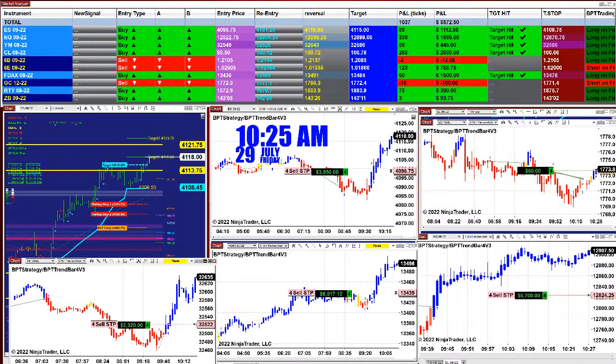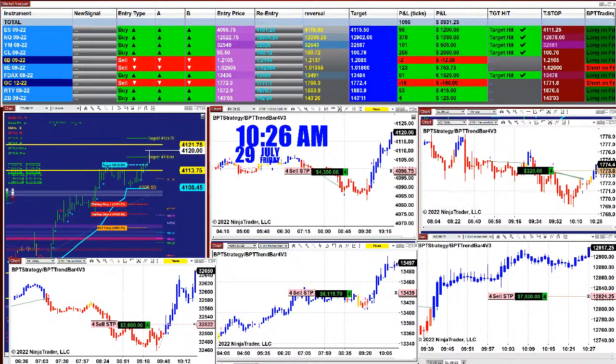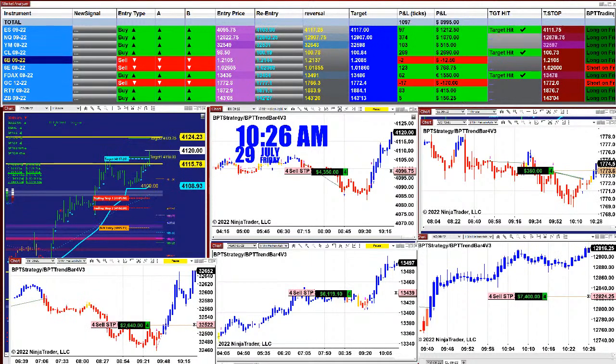So to look at the market, look at this. What time is it? 10:25. So the market is working like a clock.